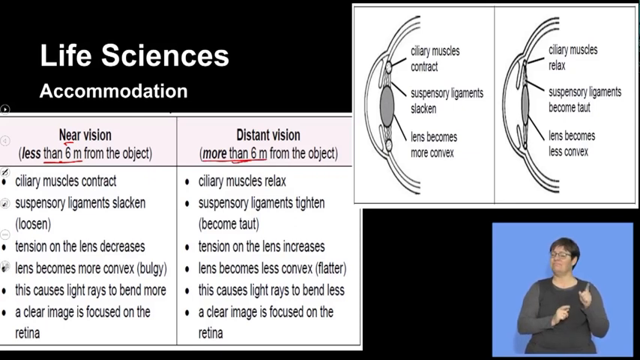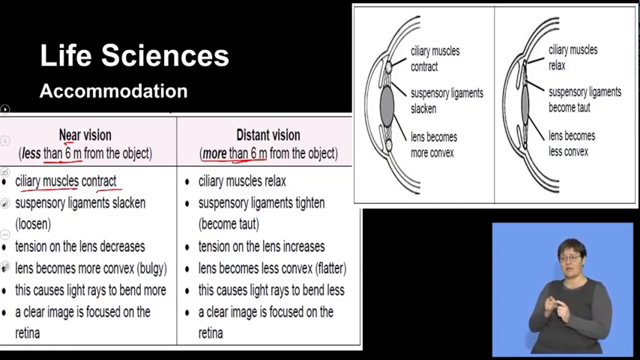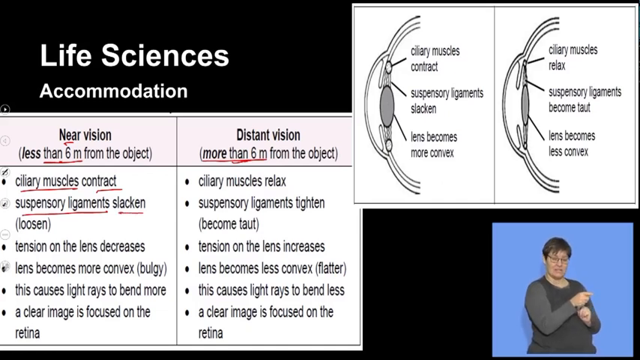So what is happening in that case? We're talking about the ciliary muscles. What will they do? They will contract. And then the suspensory ligaments. What will they do? They will slacken, meaning they will become a little bit loose. Then tension on the lens decreases because the suspensory ligaments are now loose.